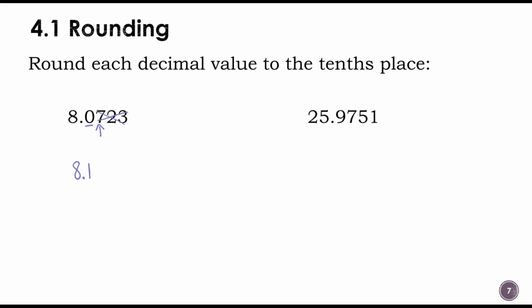On the next one, the tenths place is a 9, and the number next to that is a 7. So the 7 tells me to add 1 to the 9, but if I add 1 to 9, it's 10, which means I actually have to add 1 to the 25. So this will be 26.0. If you think about this, 25.97, that's very, very close to 26. So hopefully that makes sense. And the 0 has to be there because we were rounding to the tenths place, and the 0 indicates that I rounded to the tenths, right? So that's going to be an important part of that.